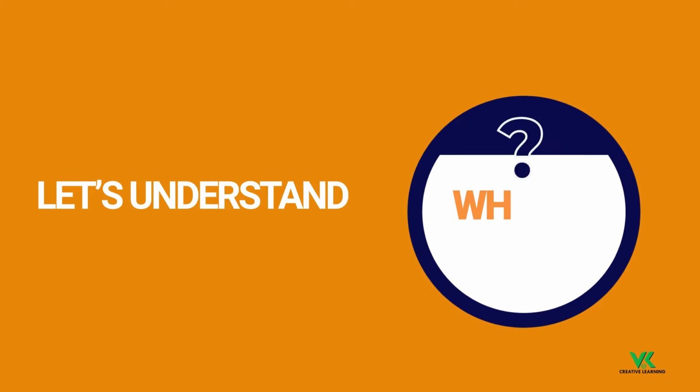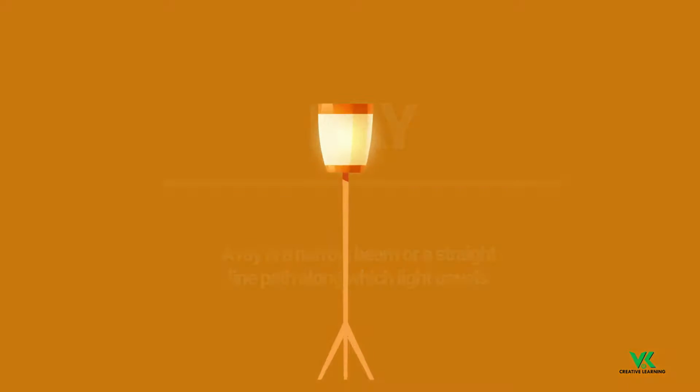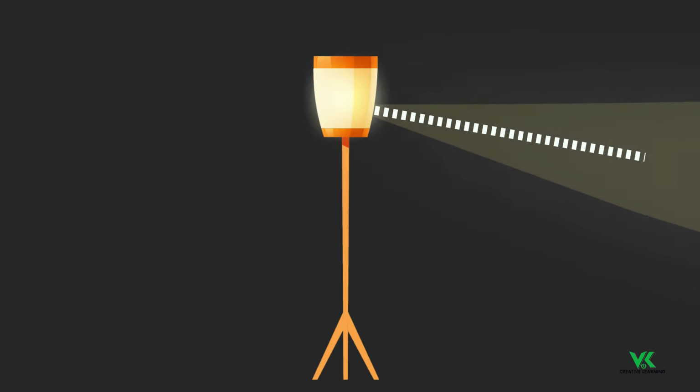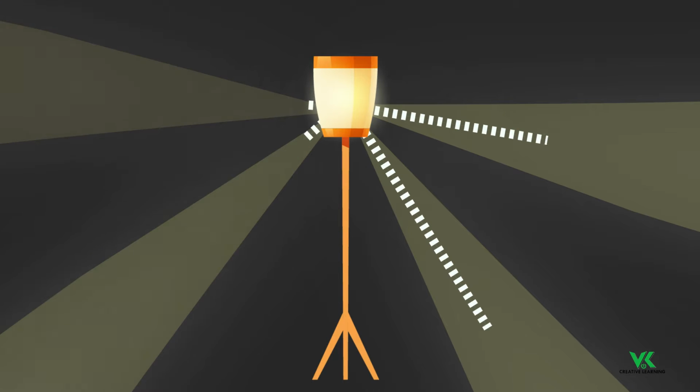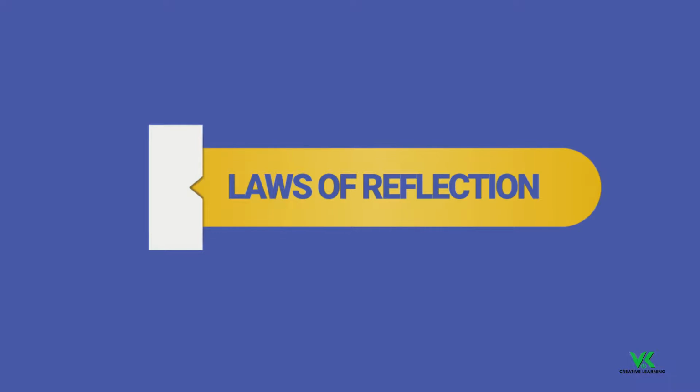Let's understand what is a ray. A ray is a narrow beam or a straight line path along which light travels. Light emitted by luminous objects travels in all directions. In this video, we will learn about the laws of reflection.